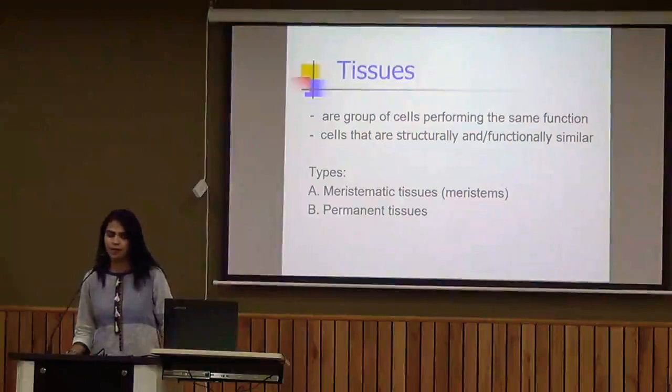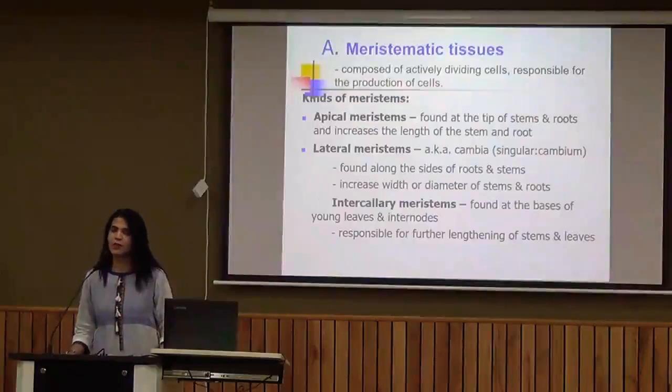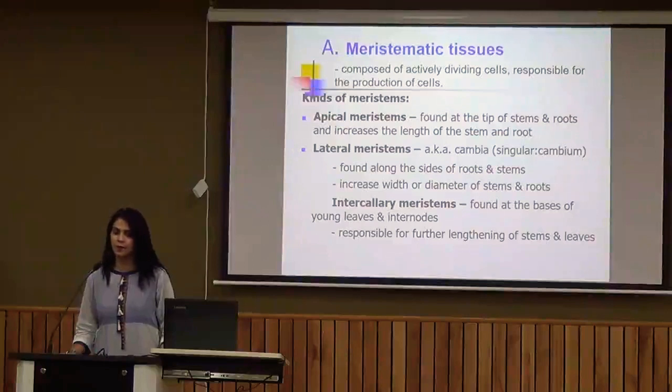Meristematic tissue comprises actively dividing cells which are responsible for the production of cells. Basically, they are responsible for elongation and increase in diameter. On that basis, we have three types of meristem: apical meristem, lateral meristem and intercalary meristem. Apical meristem is found at the tip of the stem and root, and is responsible for the elongation of the plant part, be it root or stem.